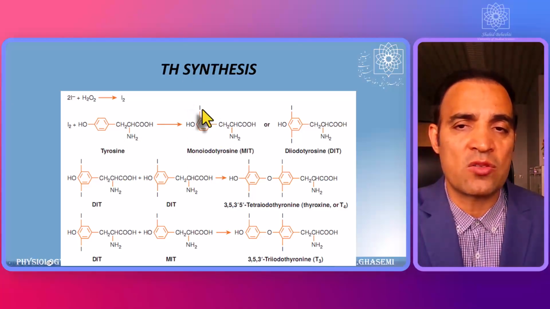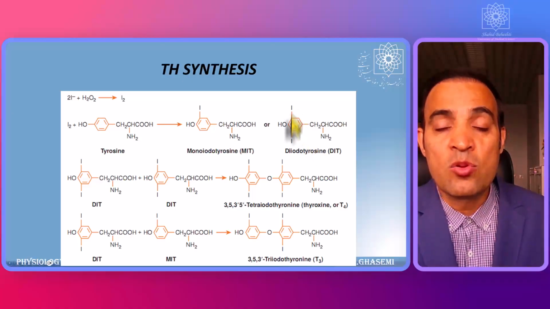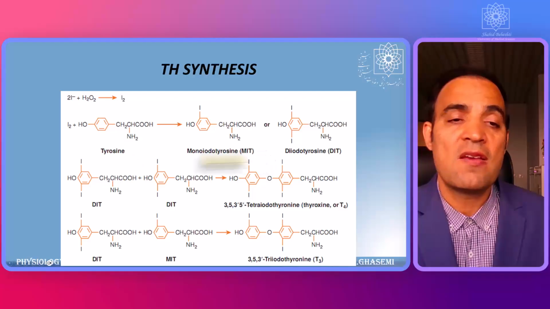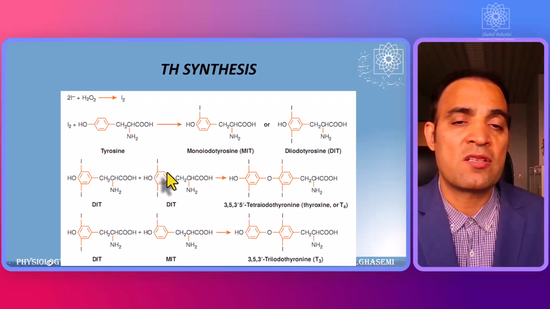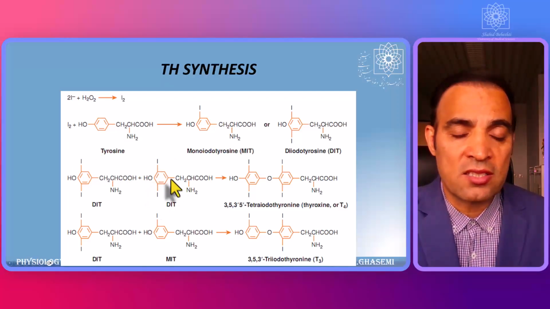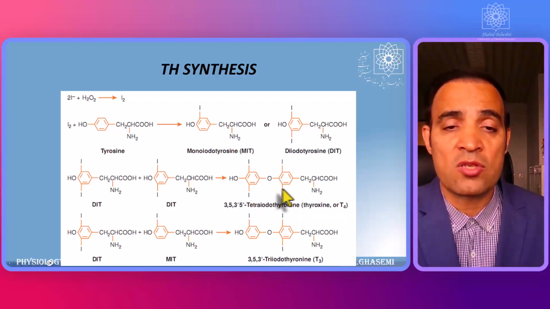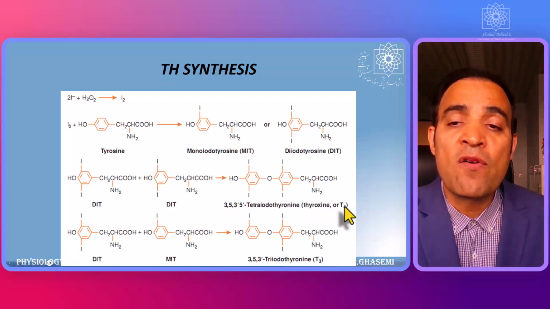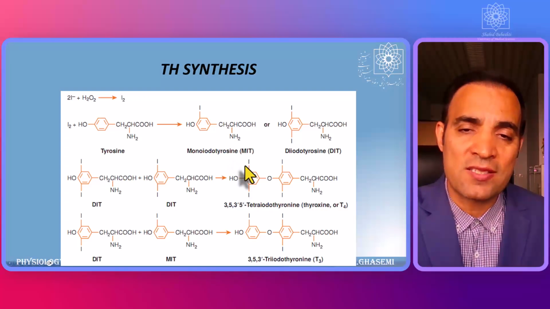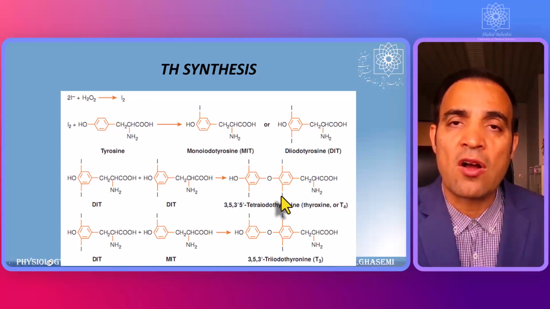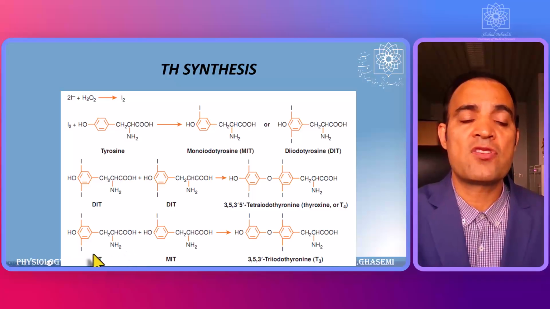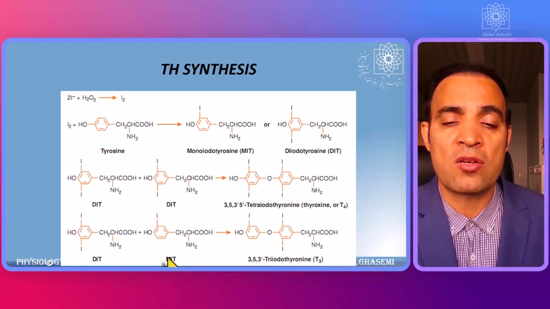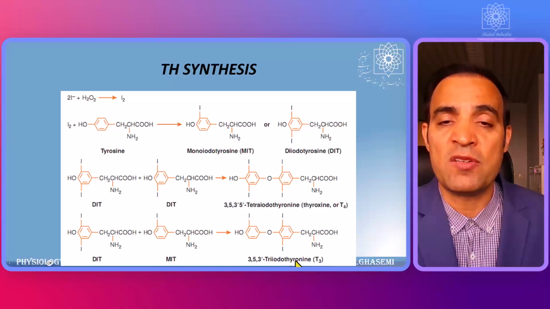Just there is one iodine. Here, two positions are iodinated. Therefore, we have diiodotyrosine. If one diiodotyrosine is attached to another diiodotyrosine, then we will have T4, thyroxine. As you can see, four positions are iodinated. And if just one diiodotyrosine is added to one monoiodotyrosine, T3 will be formed.